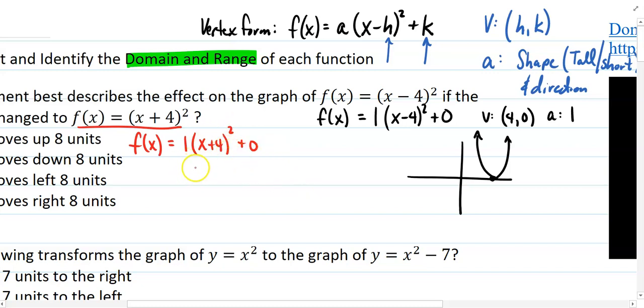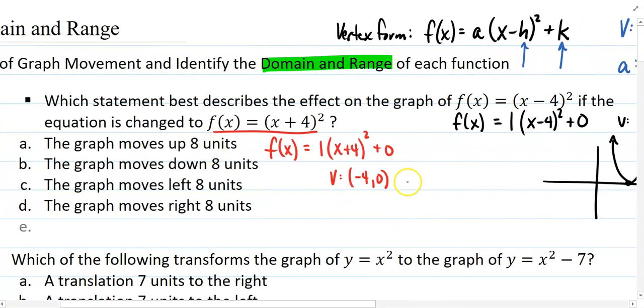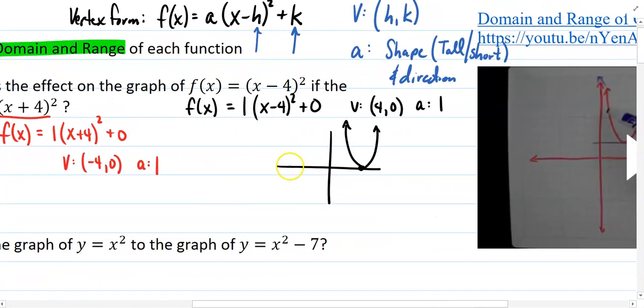But in this case, we have a vertex that's located at negative 4, 0. Again, it's the opposite of the h value on the inside, and it's precisely our k value at the end. And our a value in this case is also 1. So we have a parabola that opens up with a standard height and is located here at negative 4, 0. So this vertex is down here, and the graph is in this direction.